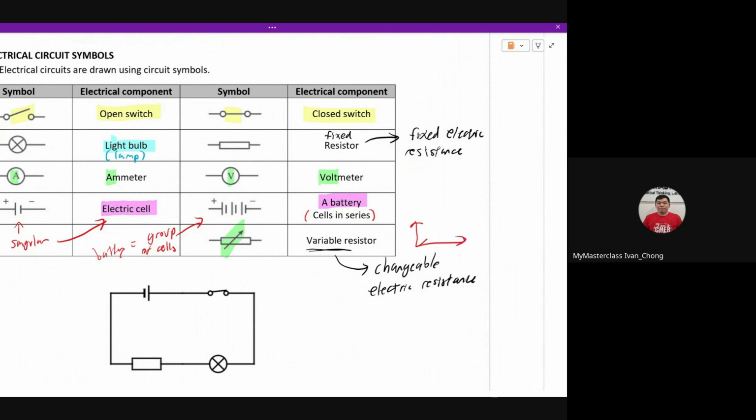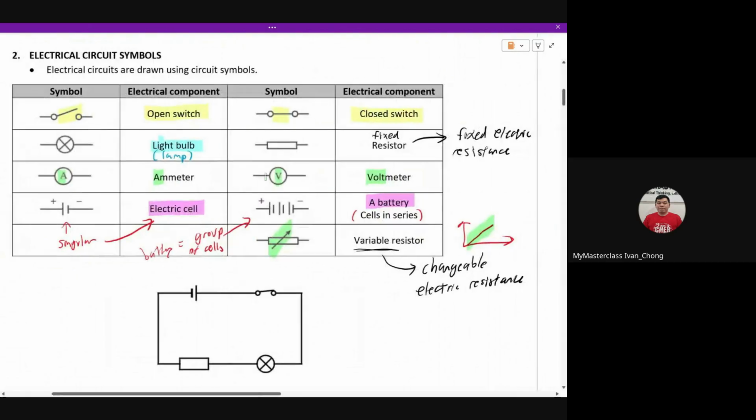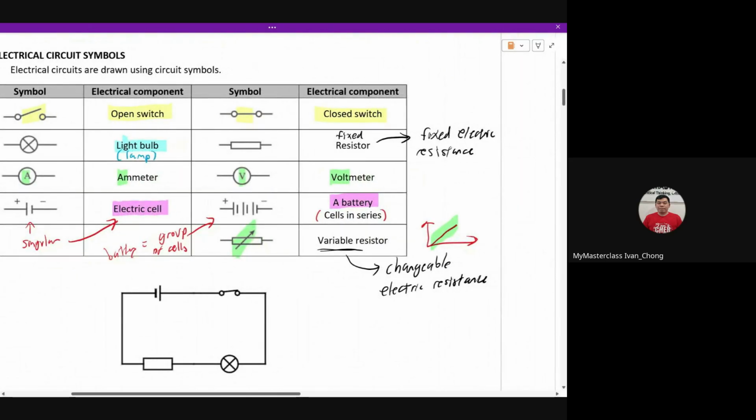Because of this arrow, you can imagine it is like a graph. You want to draw an arrow, and that arrow you see is the gradient. So it must be a diagonal arrow. It doesn't have to be diagonally up, it can be diagonally down as well, because depending on how you draw the circuit itself, it looks slightly different. Do take note about this. And sometimes you might see the word rheostat. This is basically the same as your variable resistor as well.